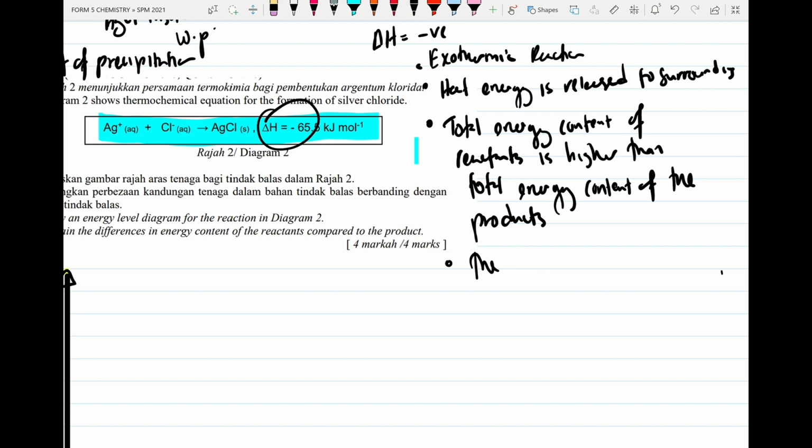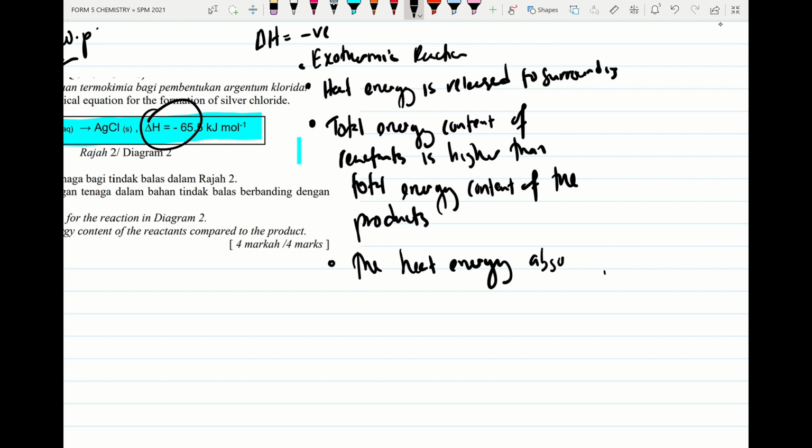And one more point, please remember: the heat energy is absorbed during bond breaking.